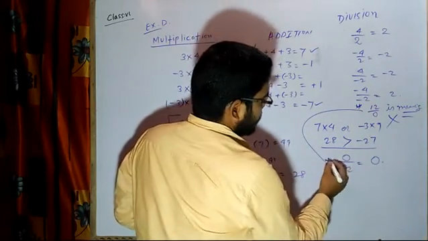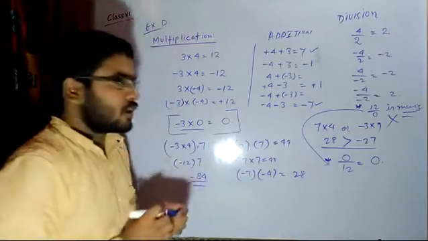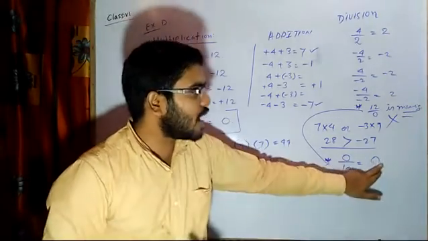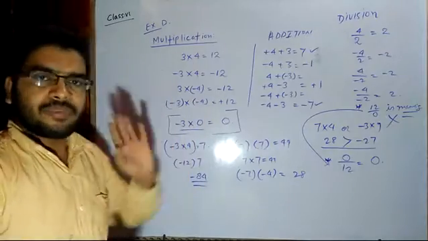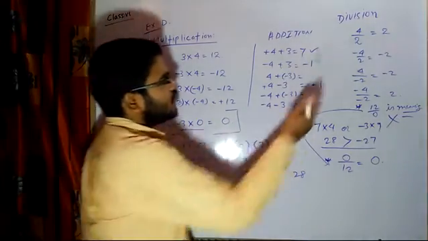This is an important point that most of the students generally forget. When you divide 0 by 12, the answer is 0; 12 by 0, meaningless. And then minus 3 into 0, 0. Okay. So in this way you are going to solve.